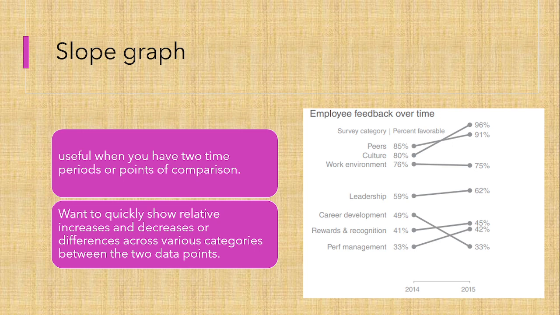For example, career development in 2014 was 49%, but career development in 2015 dropped to 33%. It almost dropped by 15%, or 16%. So there are things that can be done to improve career development in the coming year, maybe 2016. Also, we can see the culture improve from 80 to 96%. So there are some things that we can detect very fast using the slope graph.